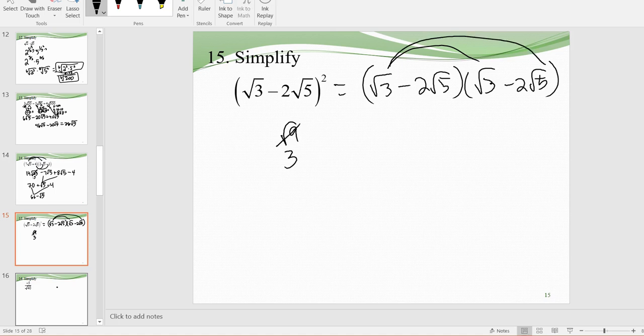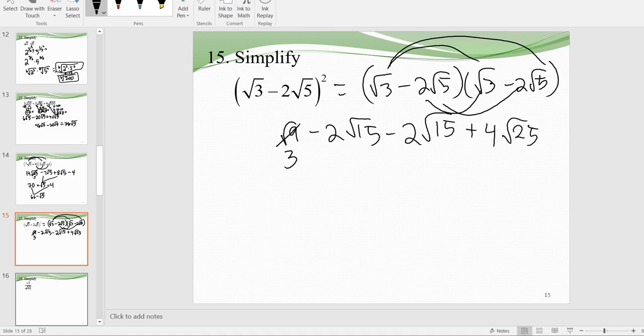When I multiply these, that 2 multiplies with nothing. Well, there's really a 1 there, so it stays minus 2. The square root of 3 times square root of 5 makes that square root of 15. Same here, this 2 has nothing to multiply with, so it's really negative 2 times 1. Square root of 5 times square root of 3 would be square root of 15 again. And negative 2 times negative 2 would be positive 4. Root 5 times root 5, root 25, which I'm going to simplify to make that a 5, which I'm going to multiply to make that a 20.